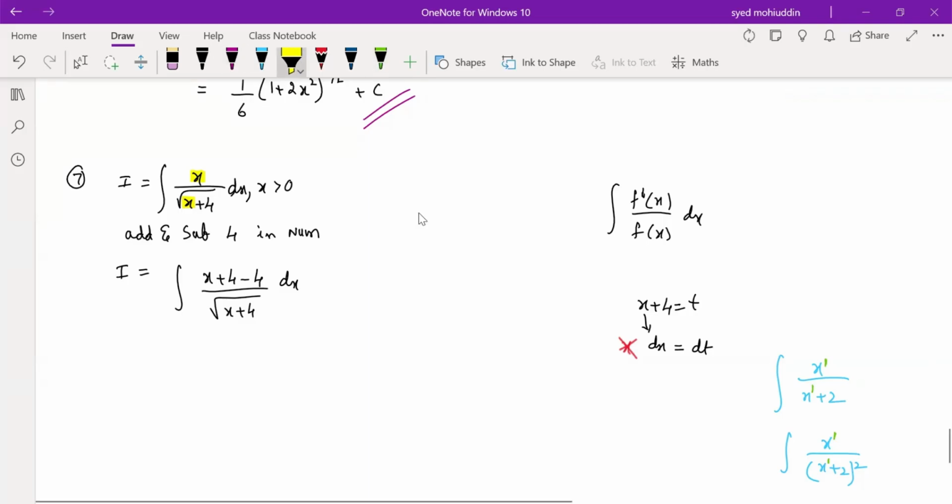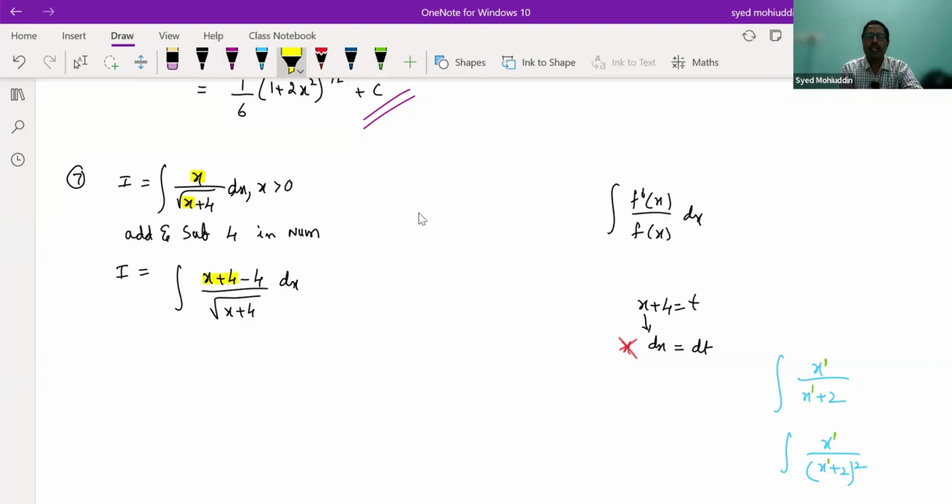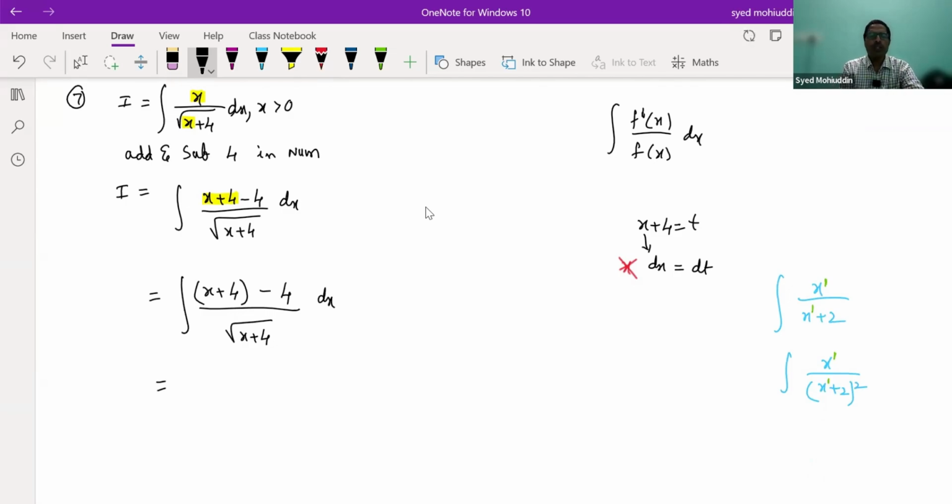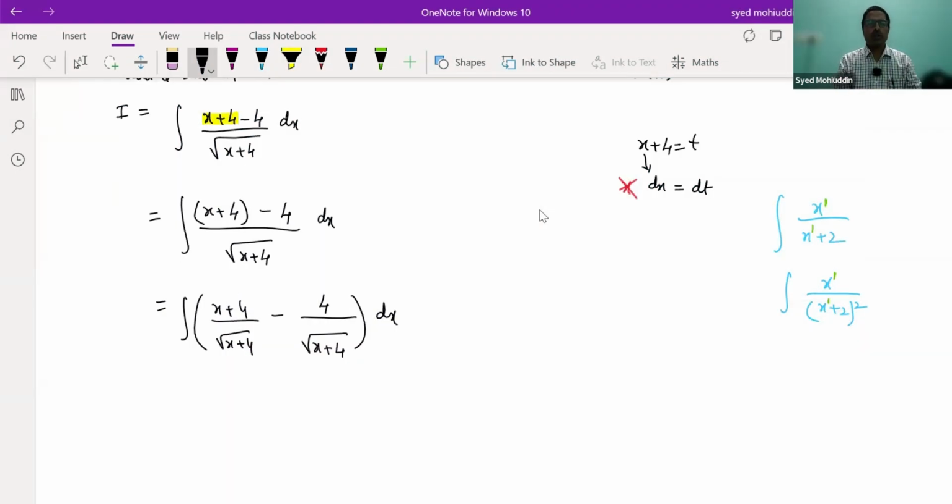Now what I'll do is group the first two and separate that minus 4. So I'm grouping this x plus 4 together, and minus 4 I'm writing separately, divided by root of x plus 4 times dx. Now I'll divide this x plus 4 by root of x plus 4, minus this 4 is there again, 4 separately I'll divide by root of x plus 4 into dx.